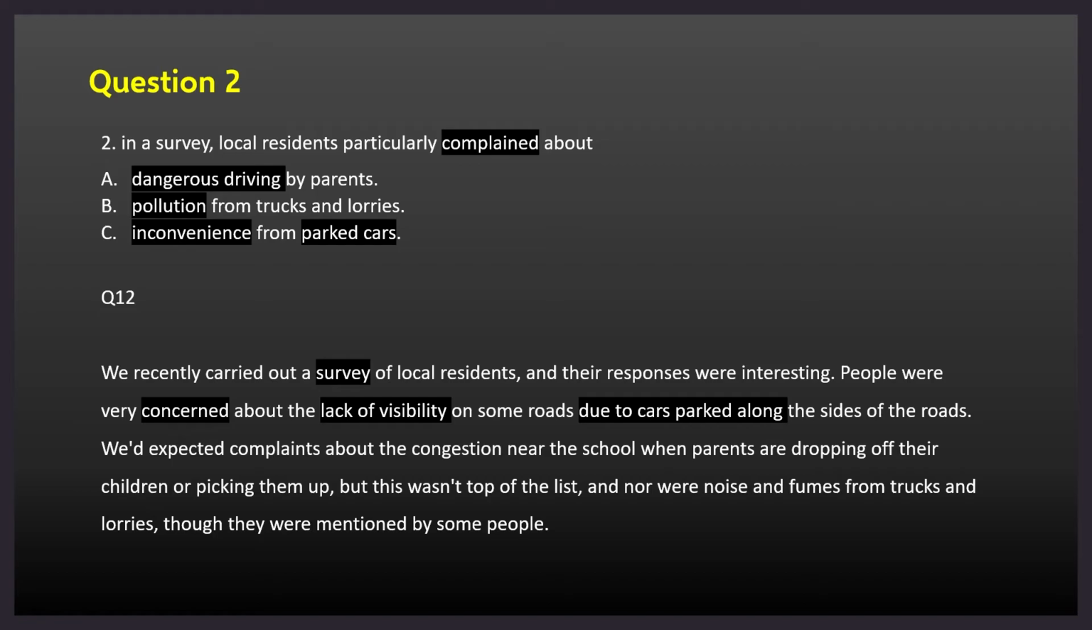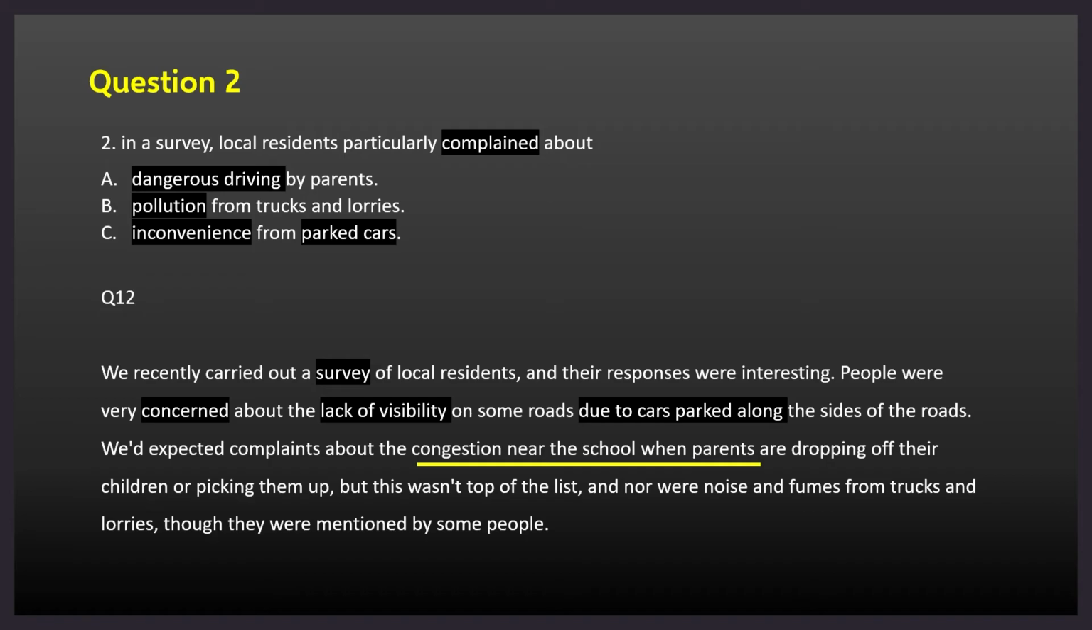In the rest of the listening it says, we'd expect complaints about the congestions near school when parents are dropping off their children or picking them up. So, congestion near the school when parents are dropping off. Traffic congestion, like traffic near the schools and parents. These are all indicators of choice A.